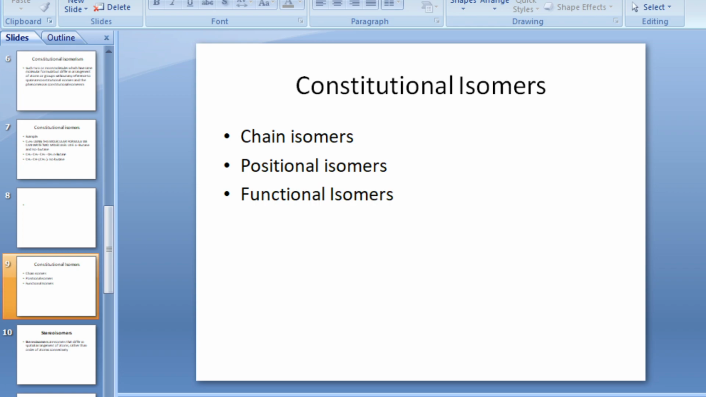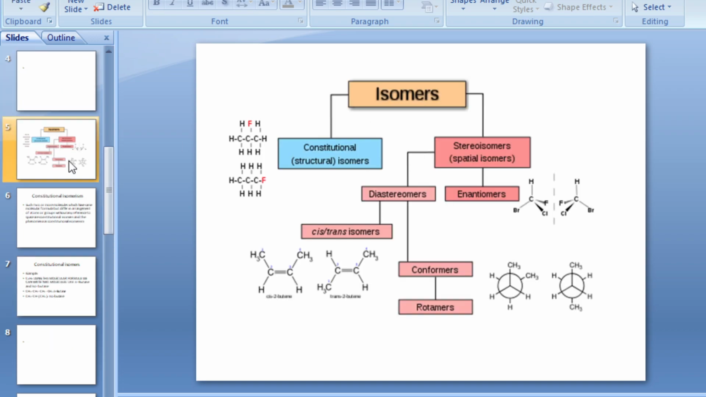So the second part of isomerism is, we have seen the constitutional isomers here, and the second part is your stereoisomers. This is the second part that you can see, stereoisomers. So what are these stereoisomers? Let us see that.